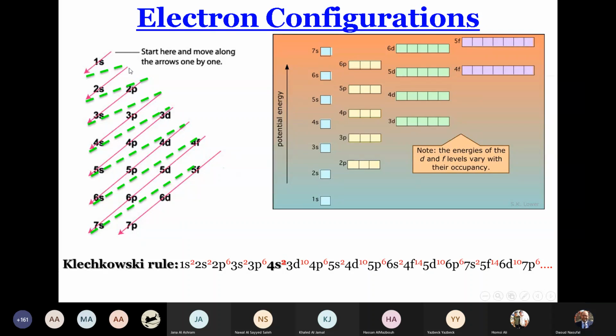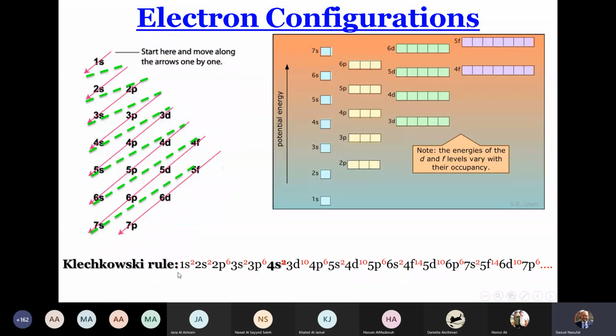So the electronic configuration according to Klechkovsky: 1s2, 2s2, 2p6, 3s2, 3p6, 4s2, then 3d10. So 4s2 is filled before 3d10, 4p6, 5s2, 4d10, 5p6, 6s2 till the end.